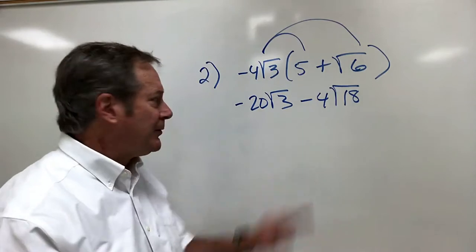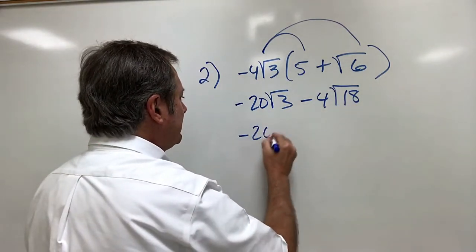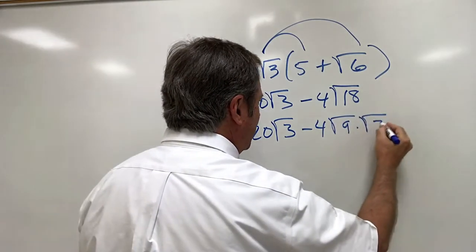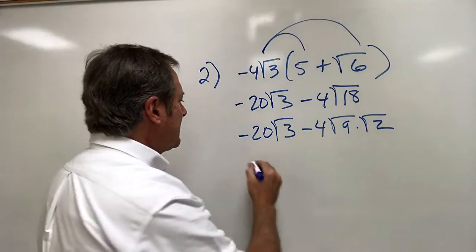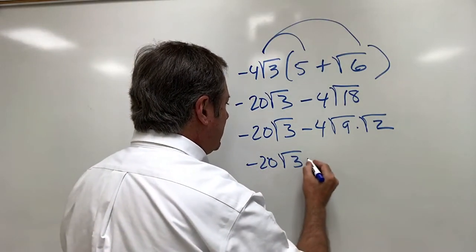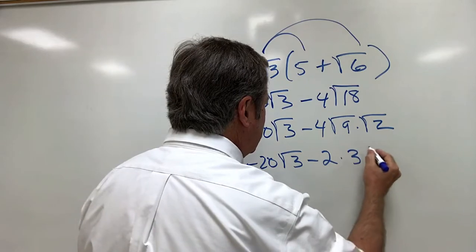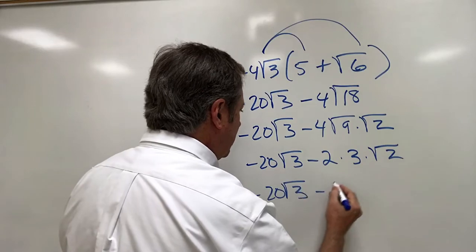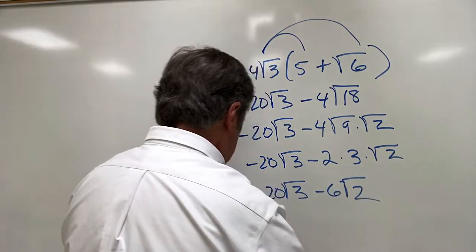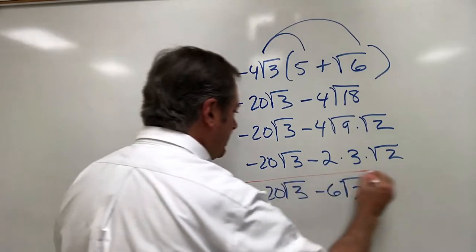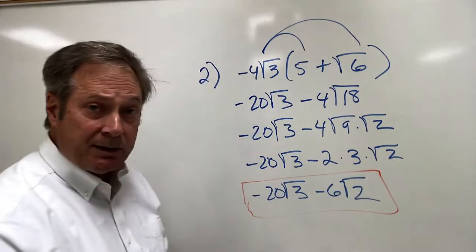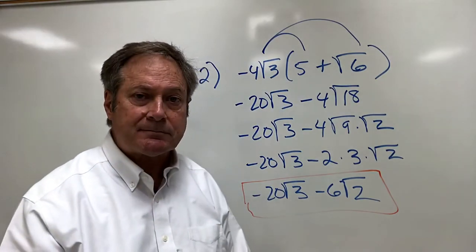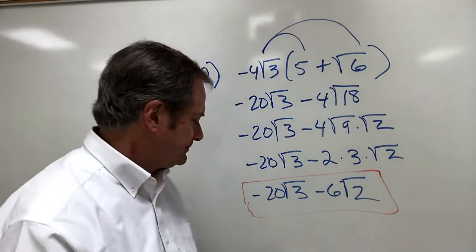Square root of 3 is in simplest form, but 18 is not. So 18 divides up into 9 times 2. Again, you're looking for perfect squares. 6 times 3 won't help us. So we have -2 square roots of 3 minus 2 times 3 times the square root of 2. 2 times 3 obviously is 6. So -20 square roots of 3 minus 6 square roots of 2. And hopefully you remember that you cannot add unlike radicands. And that was actually number 2.